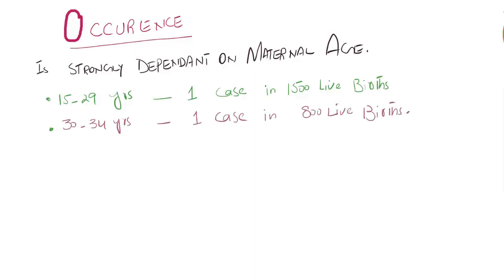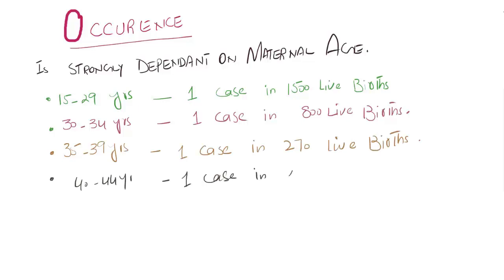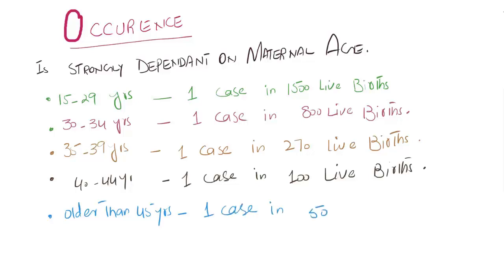At 35 to 39 years of maternal age, the incidence is 1 case in 270. At 40 to 44 years of maternal age, incidence of Down syndrome is 1 case in 100 live births. And when maternal age is greater than 45 years, the incidence is 1 case in 50 live births.